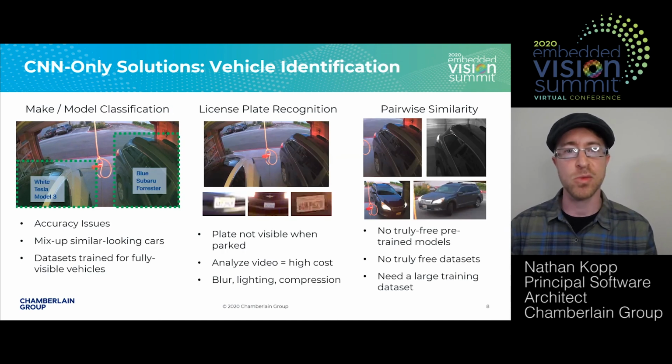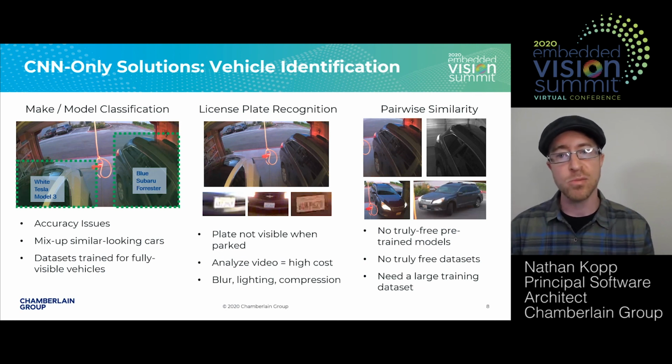The second problem that we wanted to solve was vehicle re-identification. And we looked at 3 CNN-specific solutions for this problem as well. We started with make and model classification. This one, as with the others, ran into some accuracy issues, especially for our data set.